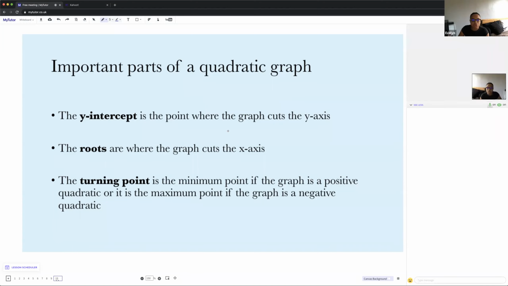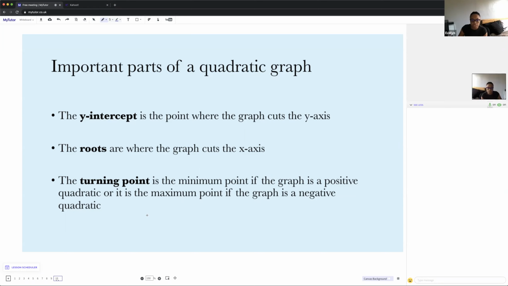Right, so the important part which I wanted to get through before we end today's session was the important parts of a quadratic graph, because this is what they could ask you when solving. So 3 important parts. The y-intercept, that's the point where the graph cuts the y-axis. The roots is the part of the graph where it cuts the x-axis, and the turning point is the minimum point of the graph if it's positive.